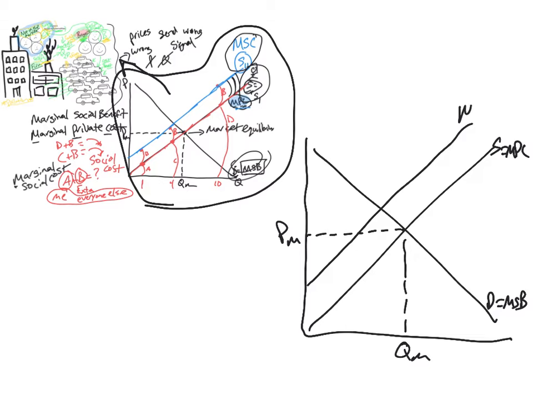So we call this the marginal social cost. It's the cost imposed upon everybody else. That extra cost is the distance between these two curves. We called that B in our last video.